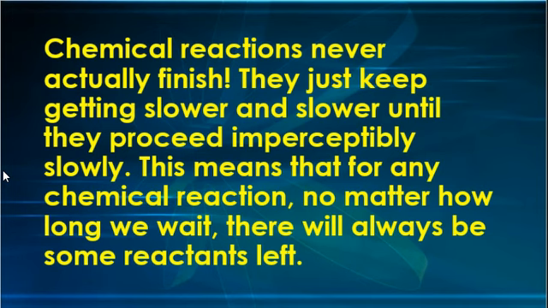This means that for any chemical reaction, no matter how long we wait, there will always be some of the reactants left. So when we show a chemical equation going all the way through, with a limiting reactant and all that kind of stuff going on, even though we balance our equations and we know what's happening, it's really theoretical that it does that, okay?